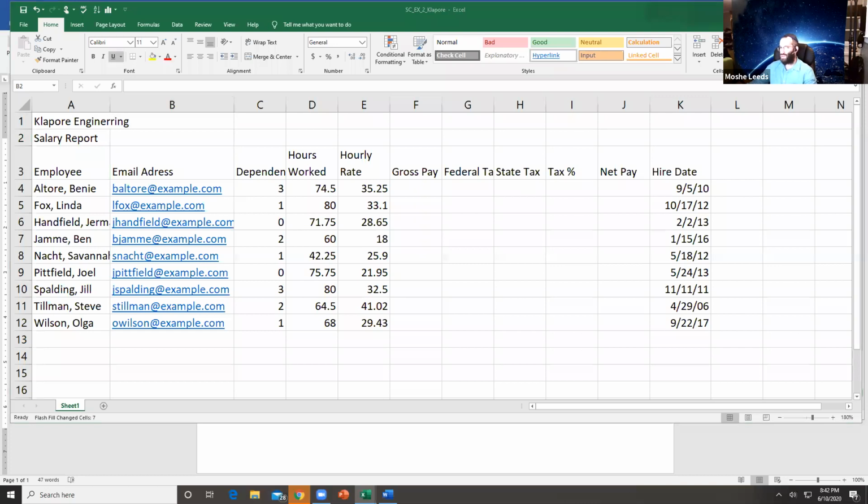Okay, and just one more here. So what if the emails are different? Again, in that scenario, flash fill may not help you. But there are other ways to go about that. I mean, we could talk about replacement and different things, but as far as a flash fill, that's probably not going to work for you.